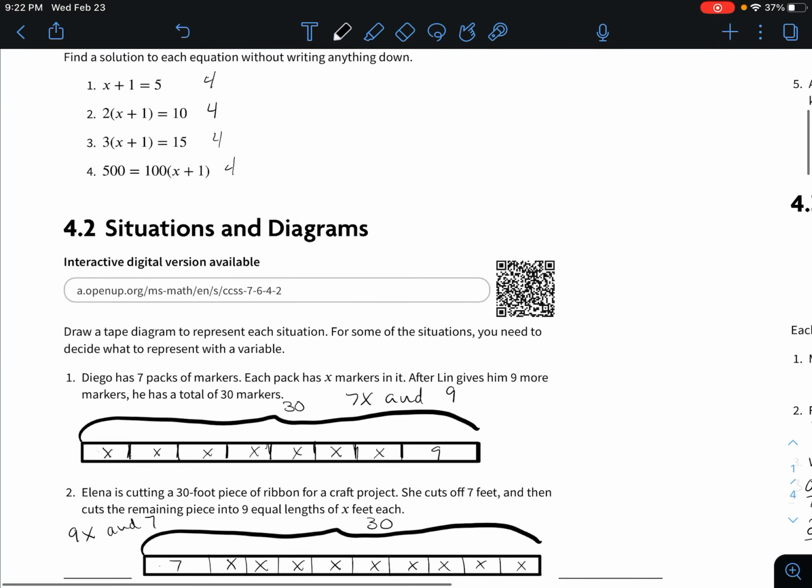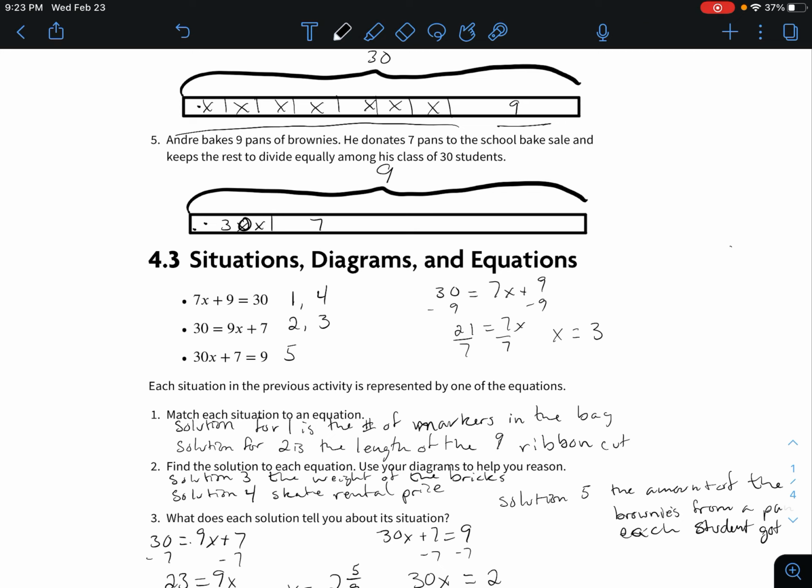And then finally the third one, 30x plus 7 equals 9. That refers to the fifth one, dealing with the brownies. Okay, so we matched the equations, and I kind of already answered the second one. Oh, sorry, we didn't go over the solutions.